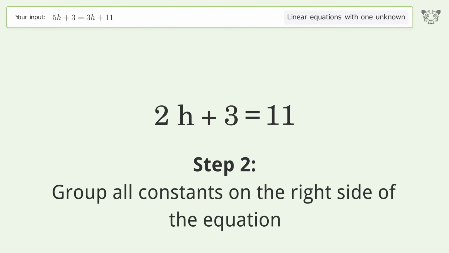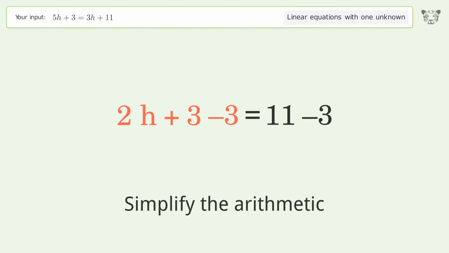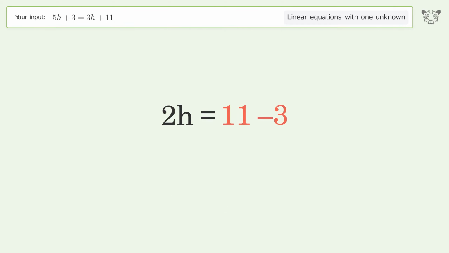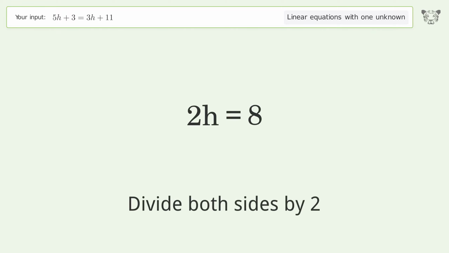Group all constants on the right side of the equation. Subtract 3 from both sides. Simplify the arithmetic. Isolate the h. Divide both sides by 2.